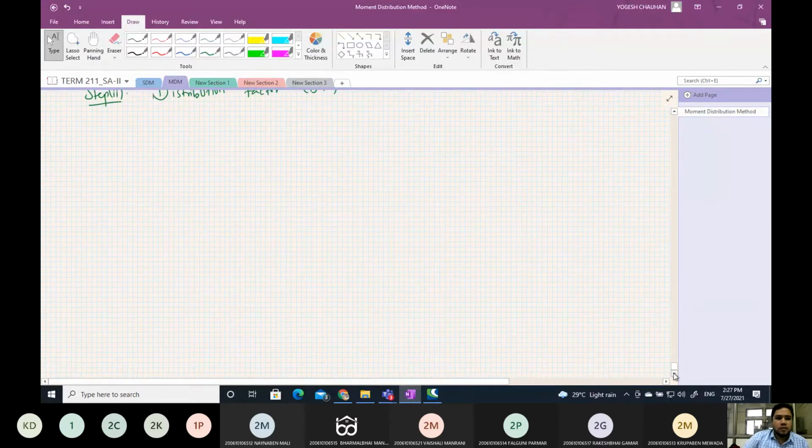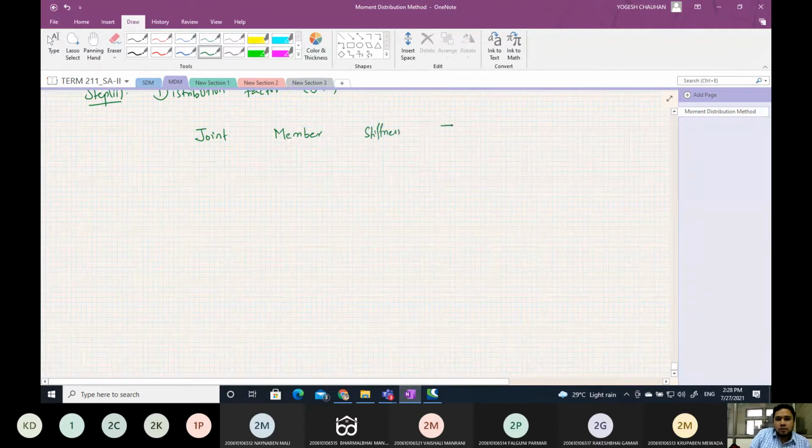So we make a table: joint, member, stiffness of that member, total stiffness, and distribution factor, and you can add a column for remark as well.